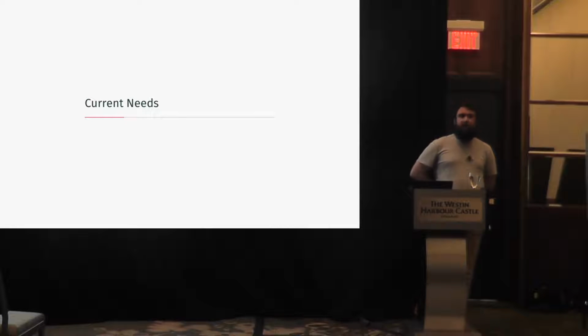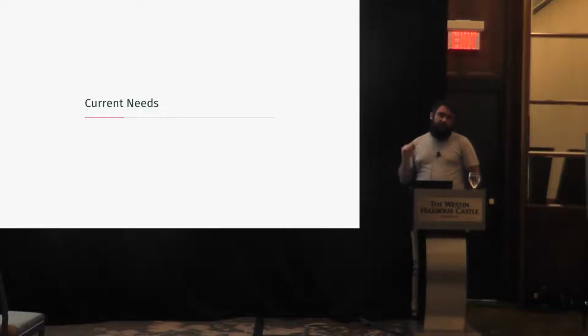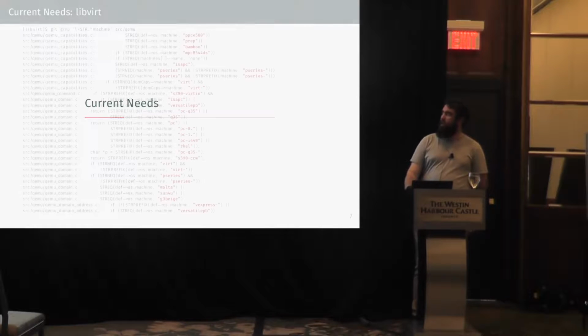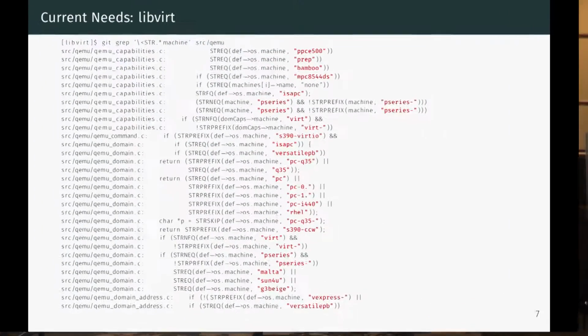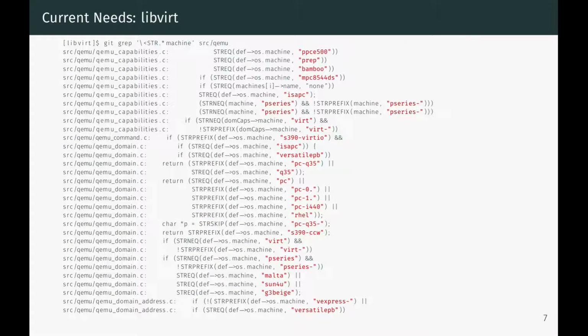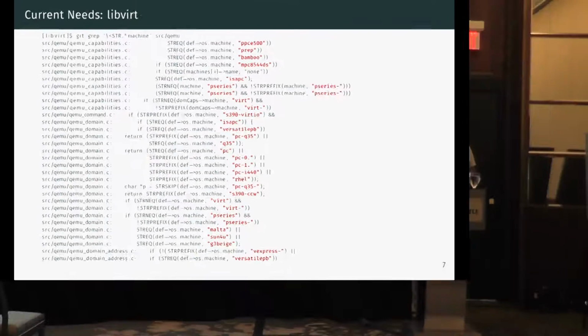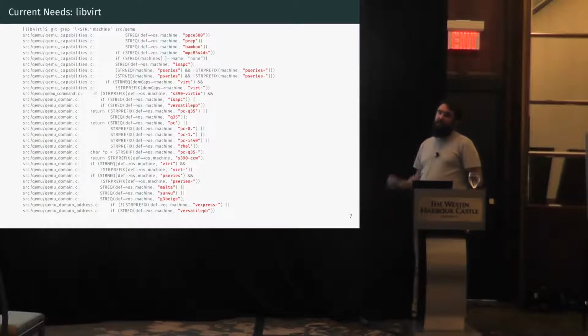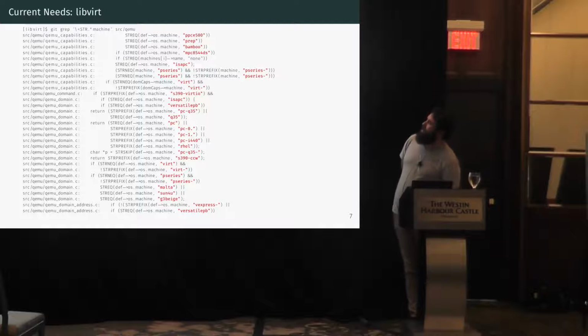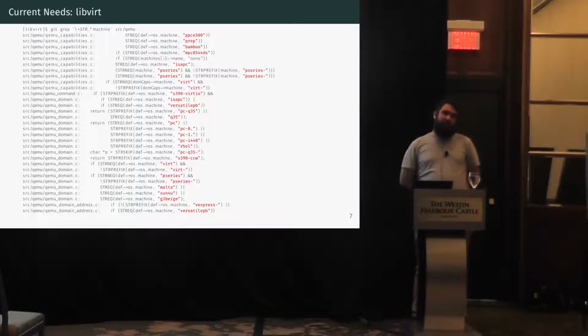And what are the current needs or current issues we have? When I talk about current needs, I basically focus on libvirt. The starting point to see what the current needs are was to take a look at the libvirt code, and this is what I found. I grepped the libvirt code for checks of the machine type name, trying to figure out something. And what I found was lots of cases where machine types were hard-coded inside the libvirt code.